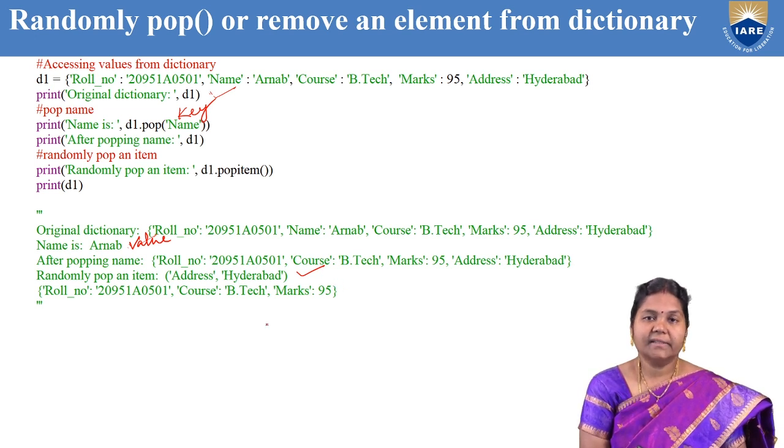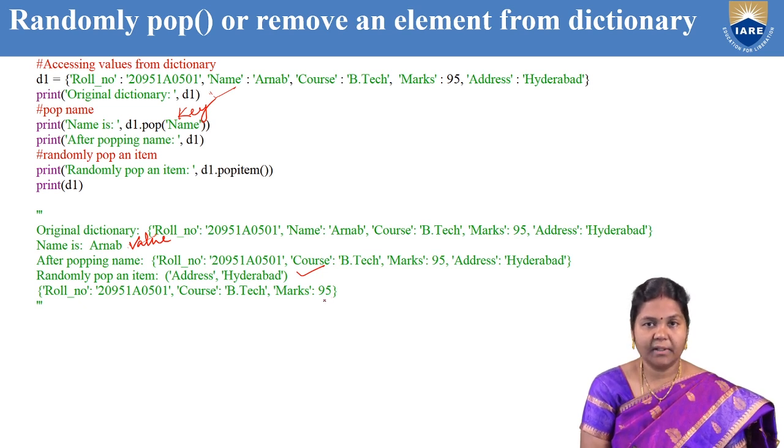So, in this example, we have learned how to use the normal pop method to remove a particular key value pair, and we have learned popitem as the built-in method, using which you can randomly pop a key value pair from the existing dictionary.